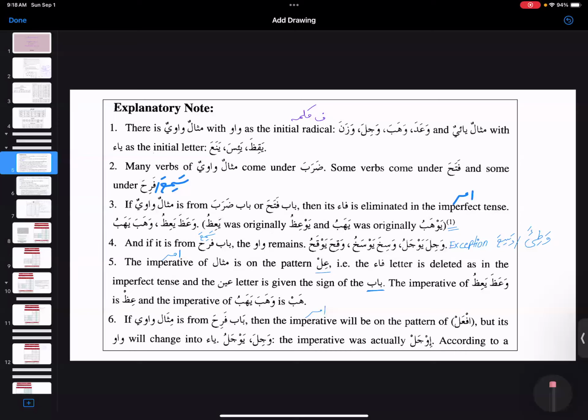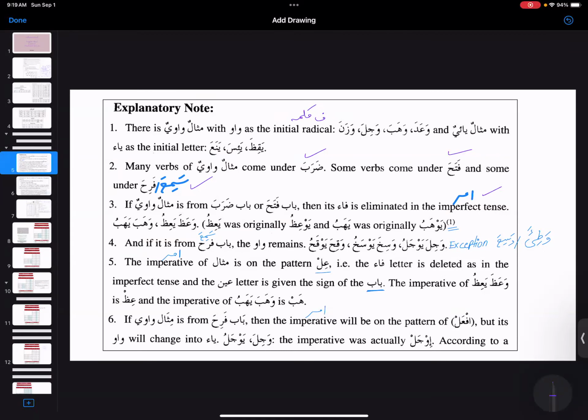Some come from bab fataha and some from samia. Fariha, they said, but we recognize that as samia. So they are giving the order that mostly it is from daraba, then fataha, and then samia or fariha. If misal wawi is from bab daraba or bab fataha, then its fa is eliminated in the amar. And in the mudariya as well, right?